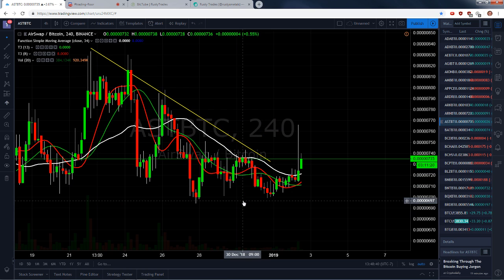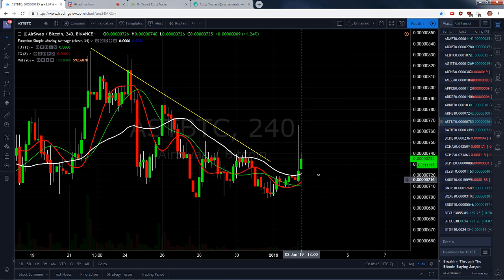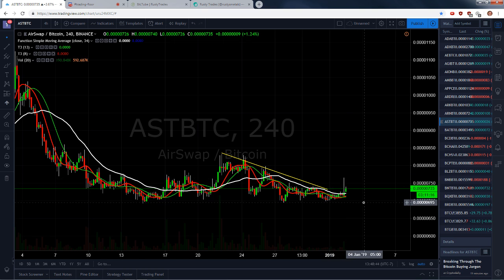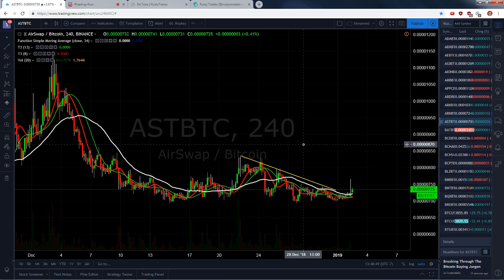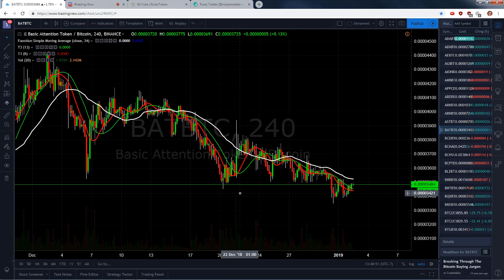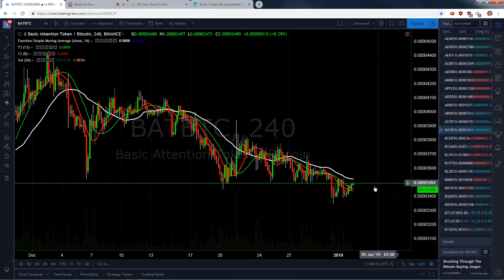AST moved across resistance. Nice inverted hammer over support. Look at that. Bam, bam. Pop through. Look at the continuation. Very nicely done. I've got an A, B bottom. Maybe a whipsaw too.